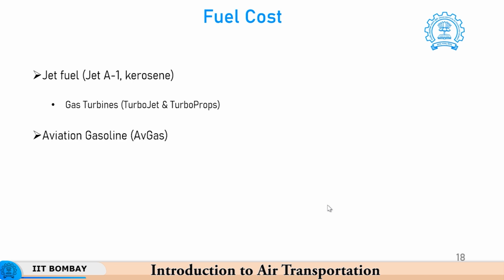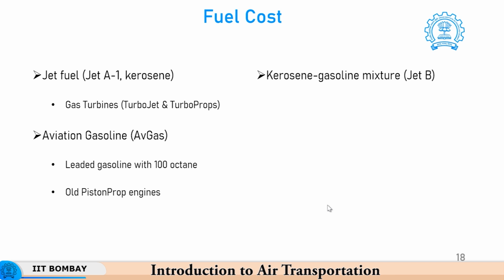Then you have avgas or aviation gasoline. This is used by piston prop engines and it is nothing but leaded gasoline with a 100 octane rating. Then you can also have something called Jet B or kerosene gasoline mixture. These are used for military jet engines. So, they are actually not normally available with airlines unless they are also doing the maintenance for the transport aircraft of the military.